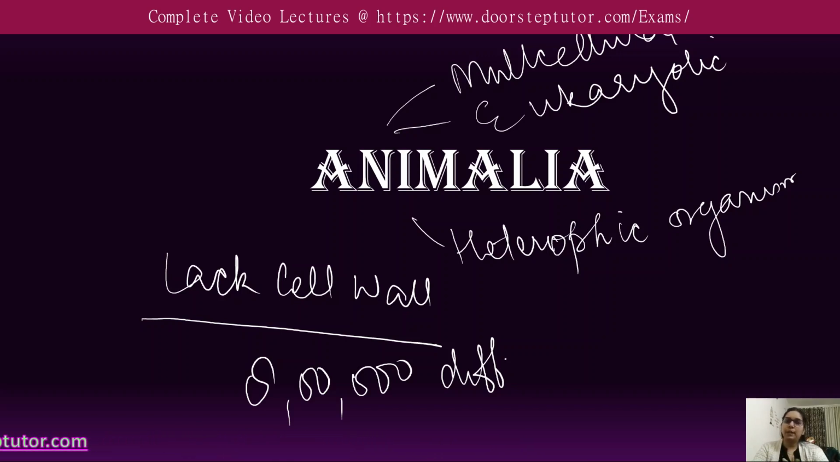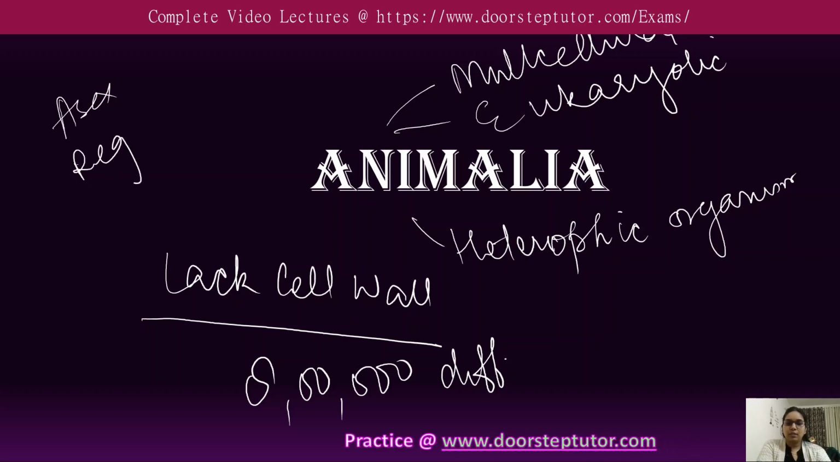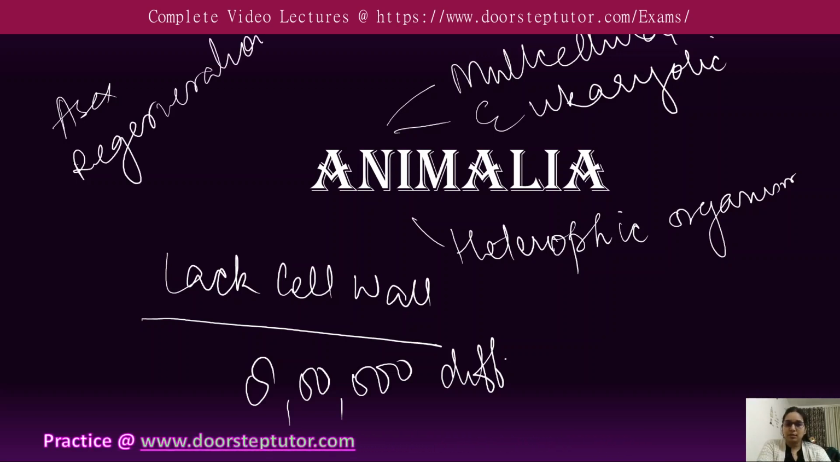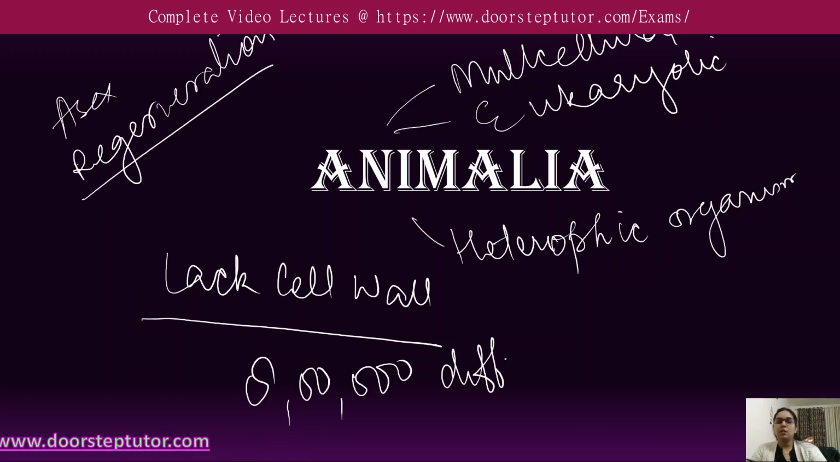They reproduce both sexually as well as asexually, and they also have the ability to grow a missing part. This process is known as the regeneration process, by which the organism has the ability to regrow the missing part.